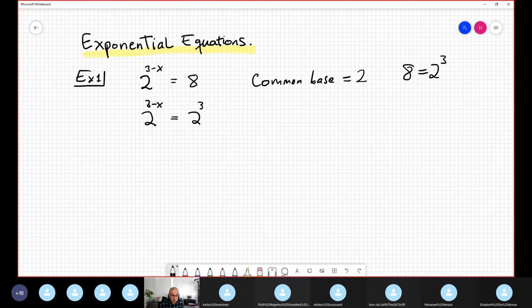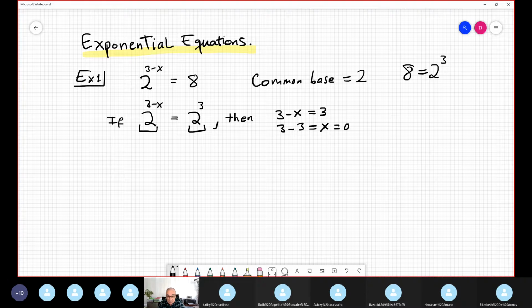Okay, so at this moment, if we have two exponential functions and the base is the same, the conclusion is that the exponent is the same. So magically, you convert one exponential equation into a linear equation. It's obvious that the answer is 0, no? Because 3 minus 3 is equal to x, 3 minus 3 is 0. The answer is 0. Any question?